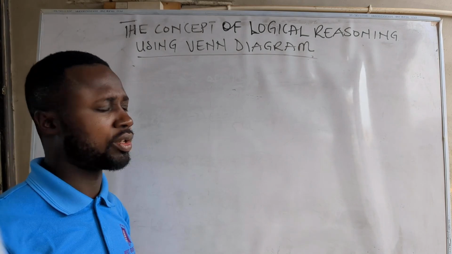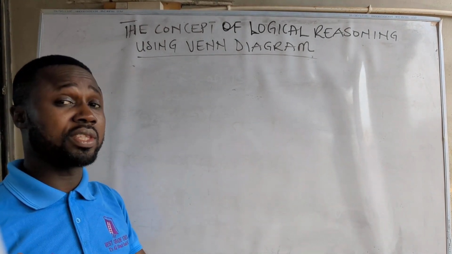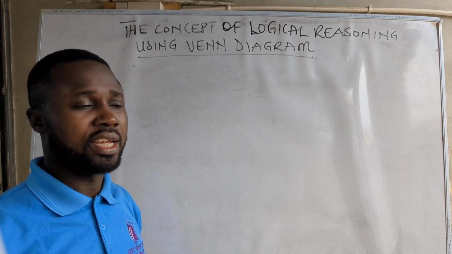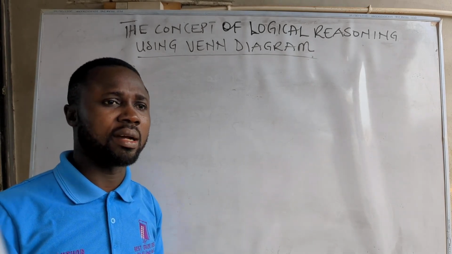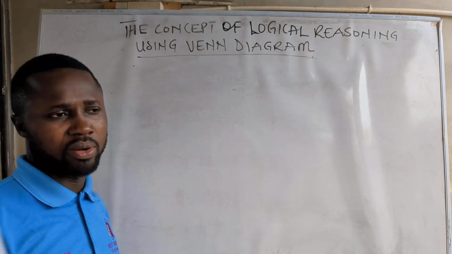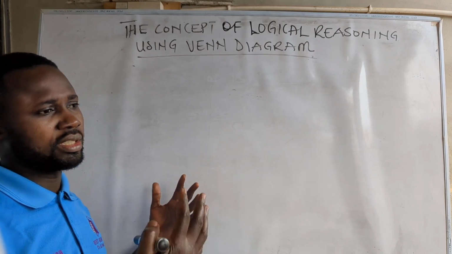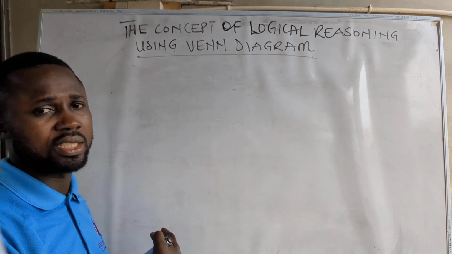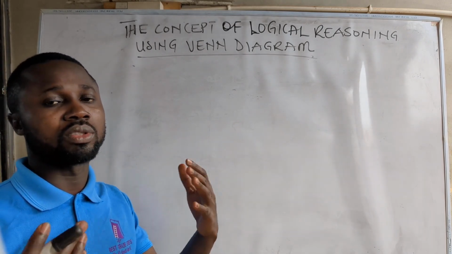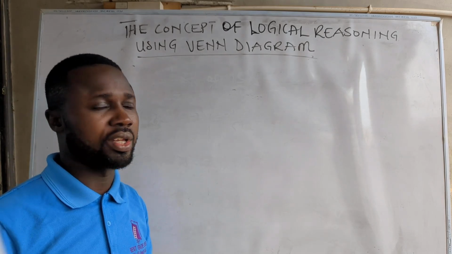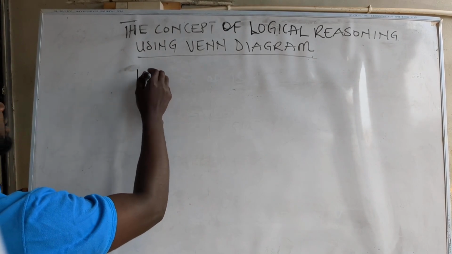In our Venn diagram, before we can draw, we have to take note of some keywords in the statement. The keywords will determine whether there is a relationship between the two sets we are talking about. Sometimes they are subsets, sometimes disjoint, and sometimes there is an intersection. So, let's look at intersection first.